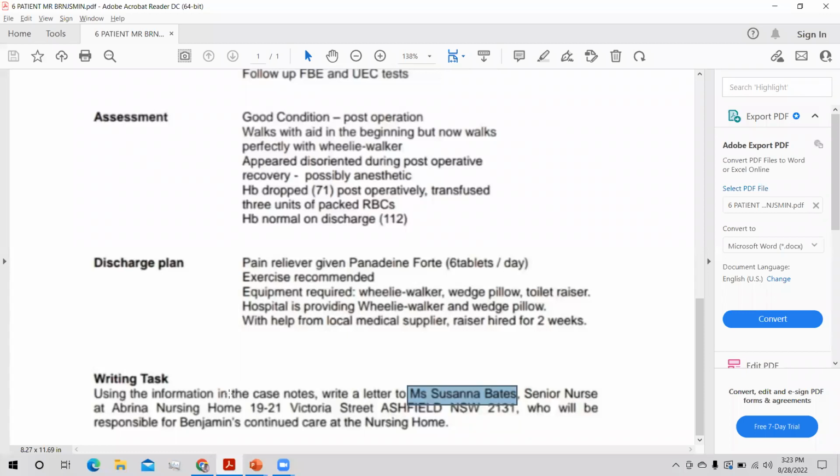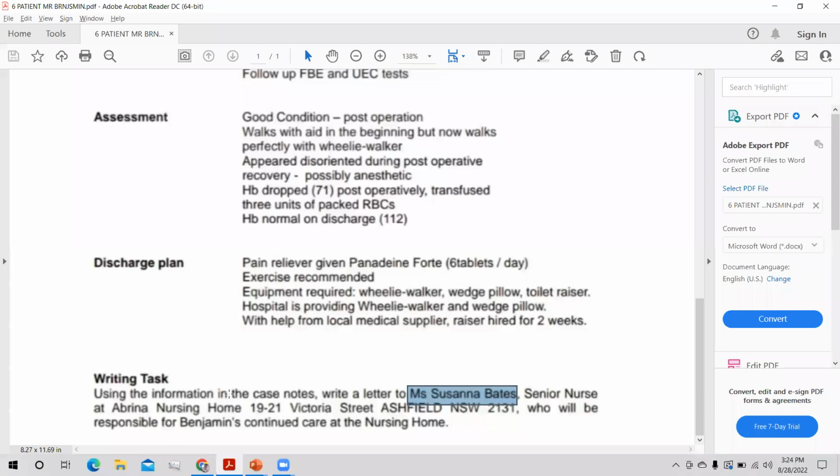For her designation, you can write senior nurse or the senior nurse, no problem. And she's working in Abrena Nursing Home. And 1921 is the street number, and the street is Victoria Street. So we are going to write like this: 1921 Victoria Street, and Ashfield, NSW 2131. So we wrote the date and we wrote the address. And the next is the reference.